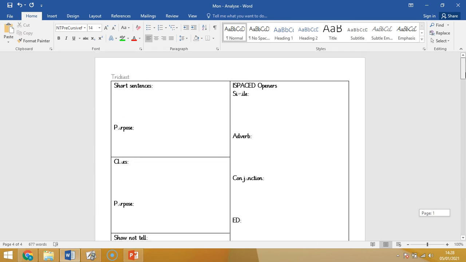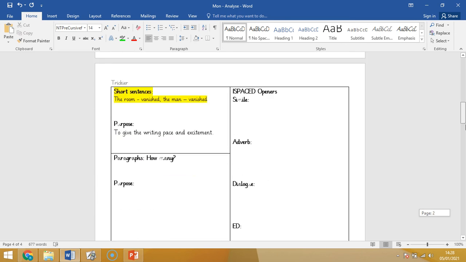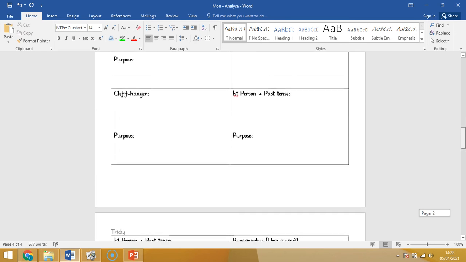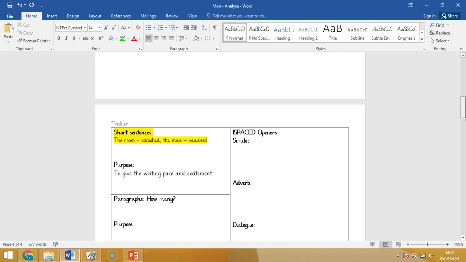Okay, so what I'd like you to do for the rest of today is finish off the analyse sheets that you should have in your home learning packs or have been emailed. If you do have the Word version, you can copy and paste and then just send the emails back to Year 6.